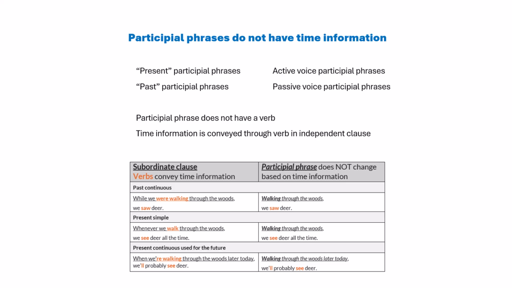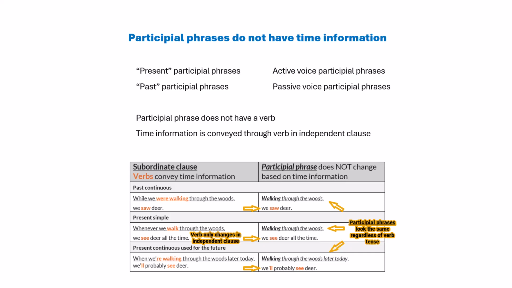This is also what makes the grammar of participial phrases easy to remember. They don't change regardless of the tense of the rest of the sentence. The time information is carried by the independent clause, which has the main verb. Whether the context is past, present, or future time, the participial phrase construction is identical.